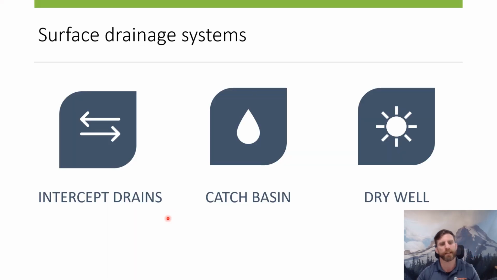Okay, so that concludes our lecture on intercept drains, catch basins, and dry wells, which are all part of the surface drainage system. Our intercept drains and our catch basins will often tie into a dry well, which is how we incorporate water back into the ground after it's been drained off the surface.